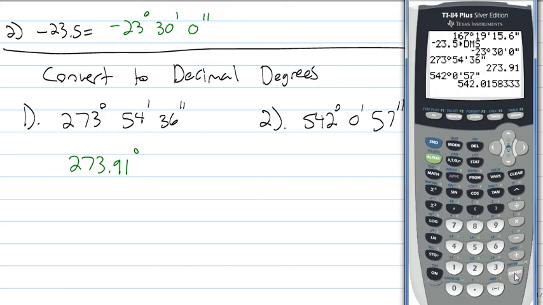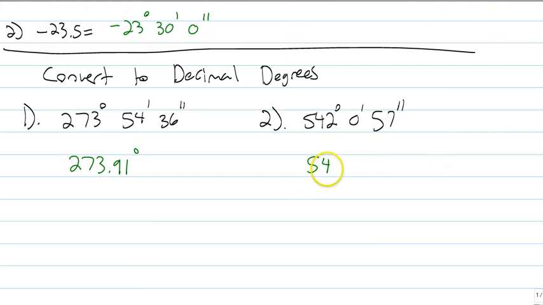And you hit enter, and you get 542.016 if we round to 3 decimals, which we will. So 542.016 degrees. Again, you have to be in degree mode to do that. And that was the lesson.